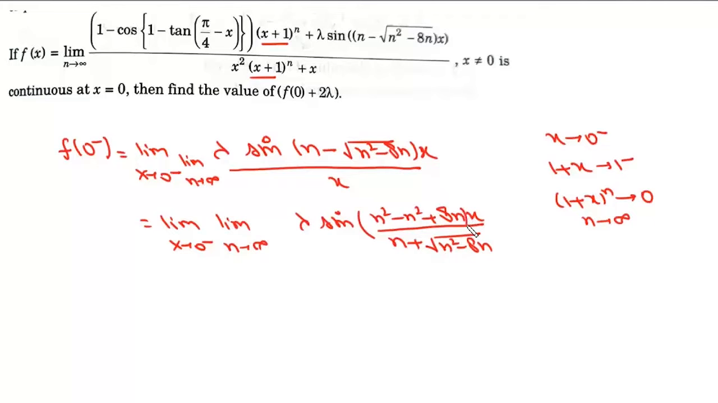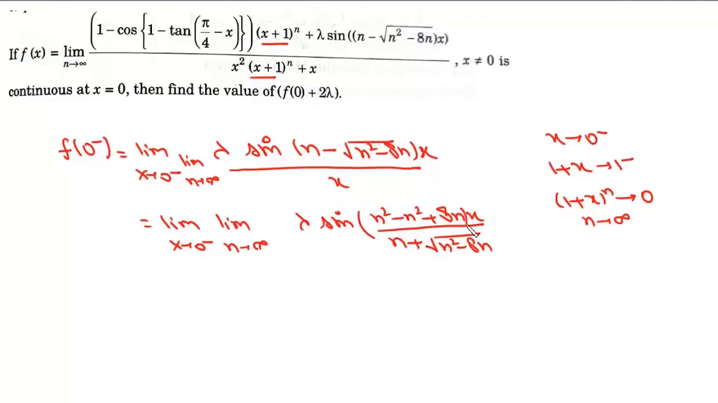Here n and n will cancel, and we also have this x. Now this is infinite limit. The highest power of n in the numerator is 1 and the denominator is also 1. So it will be this limit x tends to 0 negative lambda sine, and here coefficient is 8. So it will be this 8x upon 2.